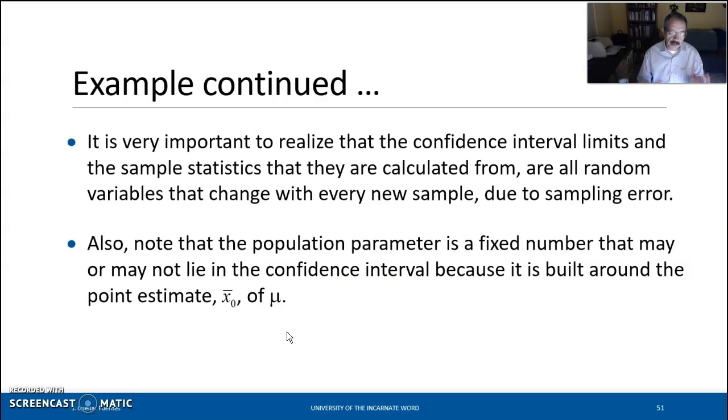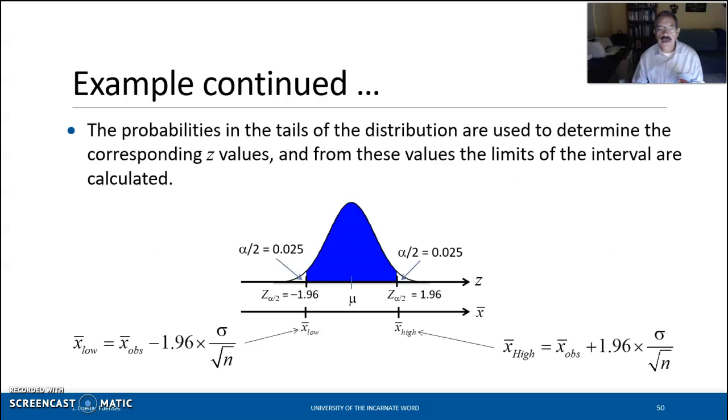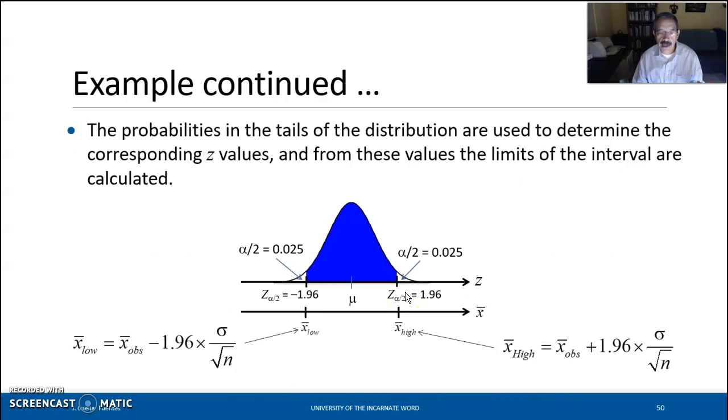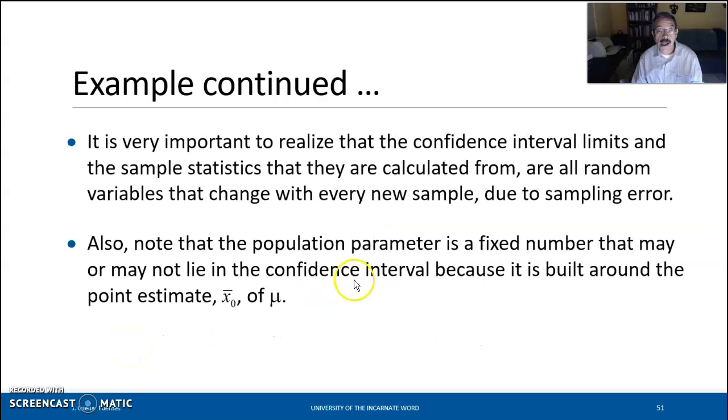Here it's very important to realize that the confidence interval limits, this x low and this x high, as well as the sample statistics that we use to calculate them, the point estimate specifically, are all random variables that change with every new sample due to sampling error. So if you take a sample and construct a confidence interval, and then you take another sample and construct another confidence interval in identical manner, they may not be exactly the same because the point estimate is different for each sample.